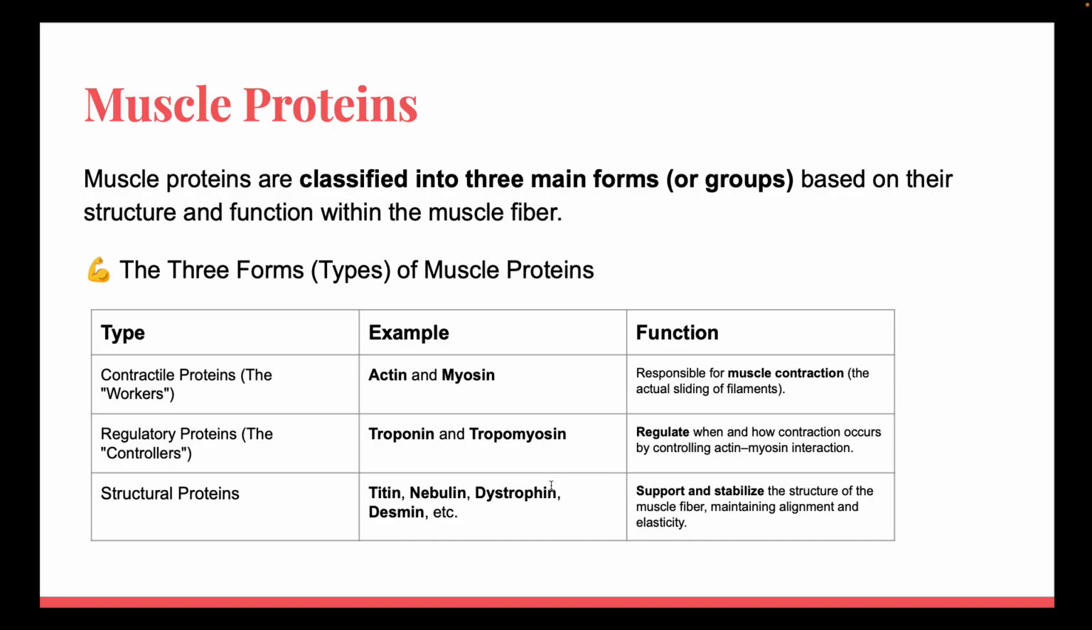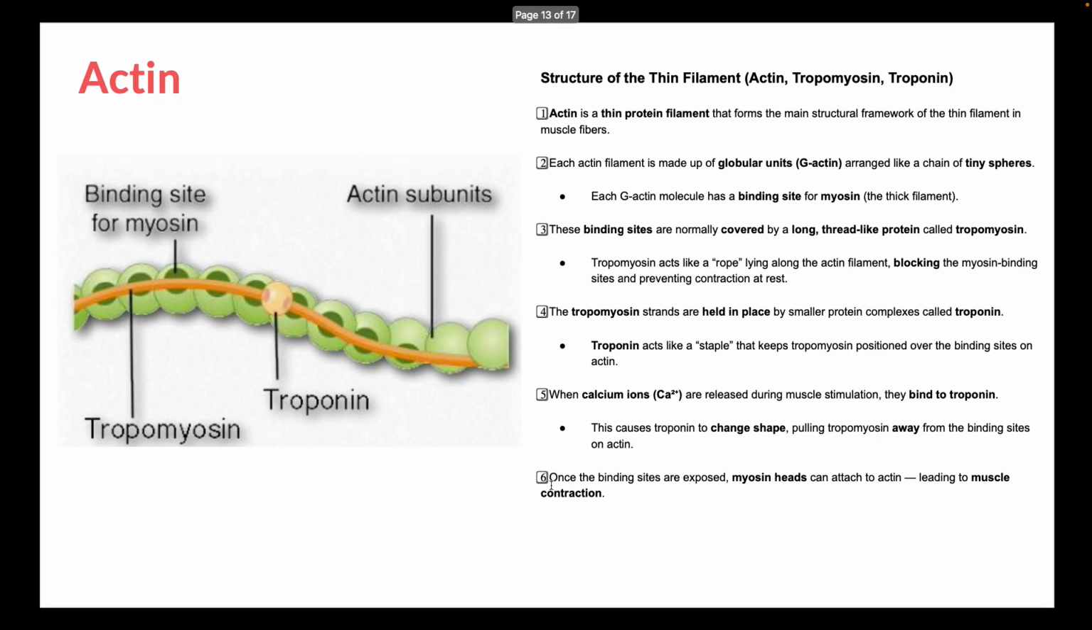And there are other proteins which control the elasticity and the alignment, how a muscle should stretch, how a muscle should be maintained, the alignment of it. These proteins are called structural proteins. They are all found in the sarcomere, as we talked of. Examples are titin, nebulin, dystrophin, desmin, etc.